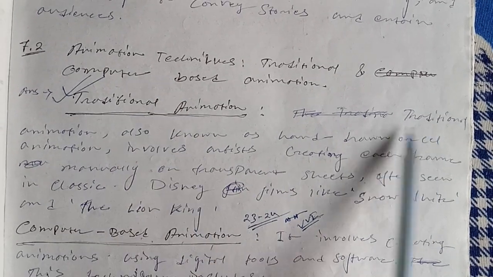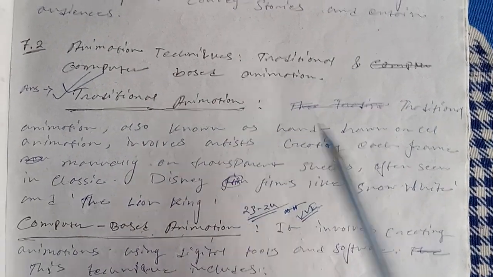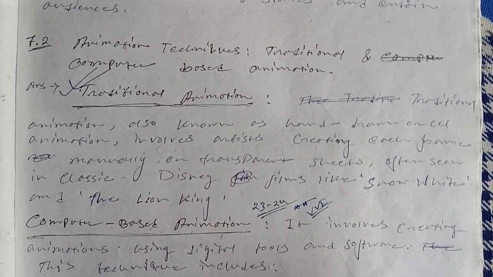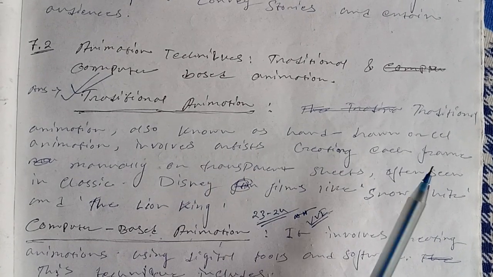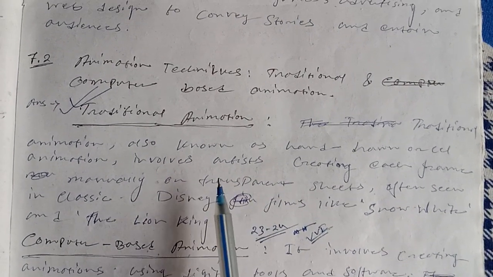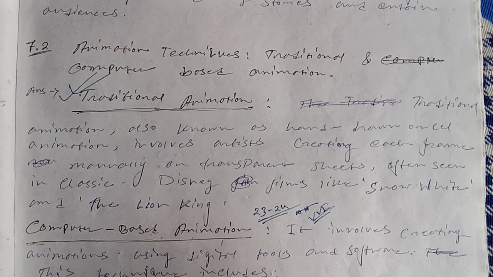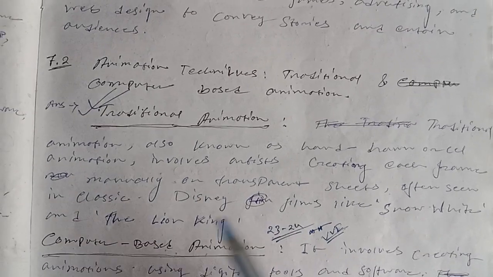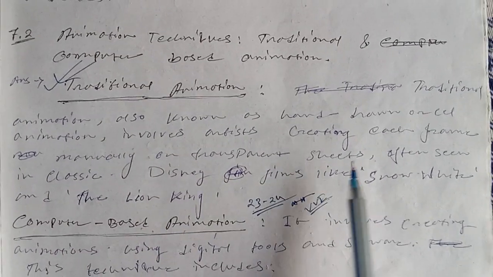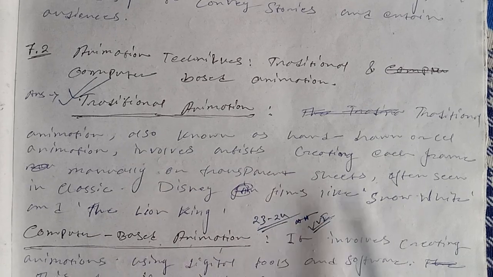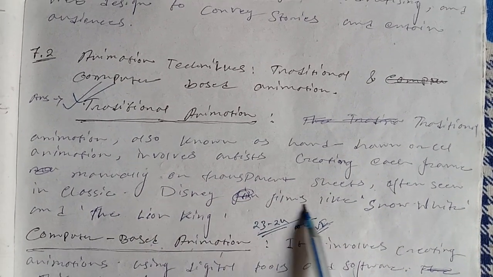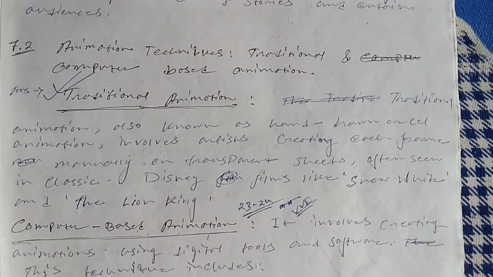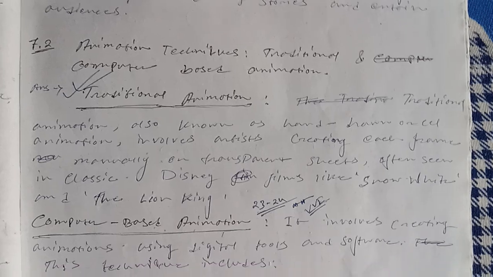So actually traditional animation is nothing but hand-drawn animation. The artist has to draw by hand on transparent sheets, putting each frame in motion, and over time it creates a visual representation with moving elements and moving images. That is hand-drawn animation. Some examples: we often see traditional animation in classic Disney films like Snow White and The Lion King. You might have heard those names of animation films.